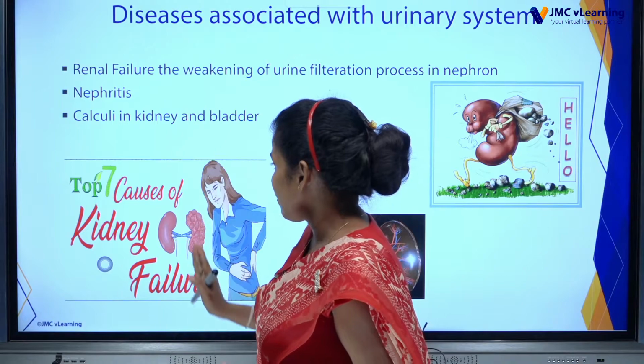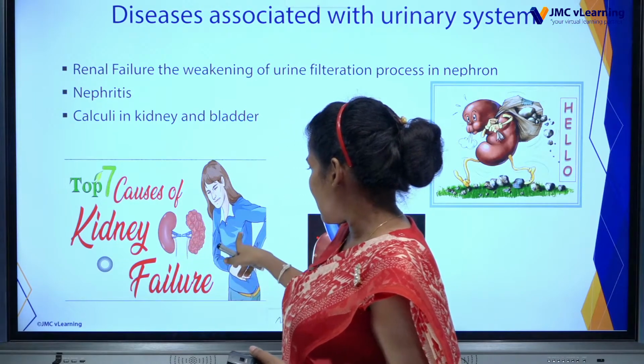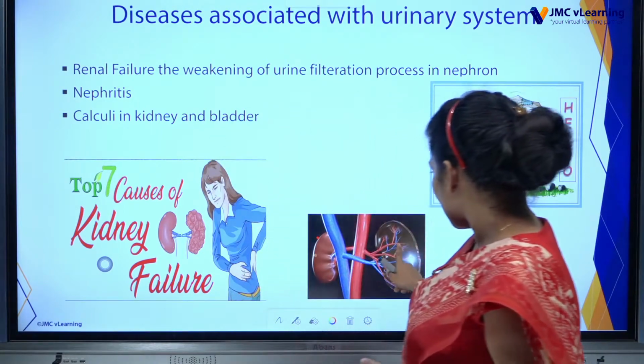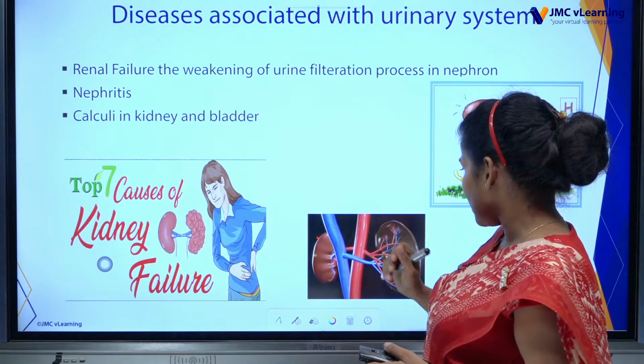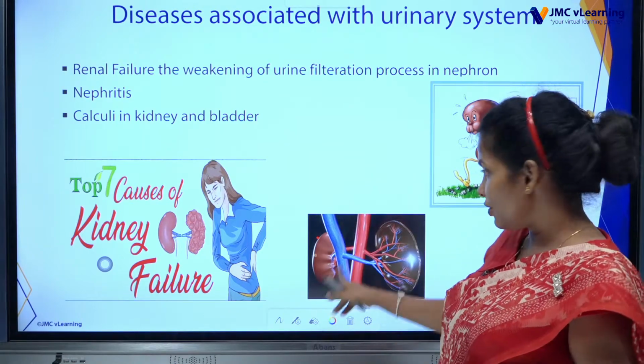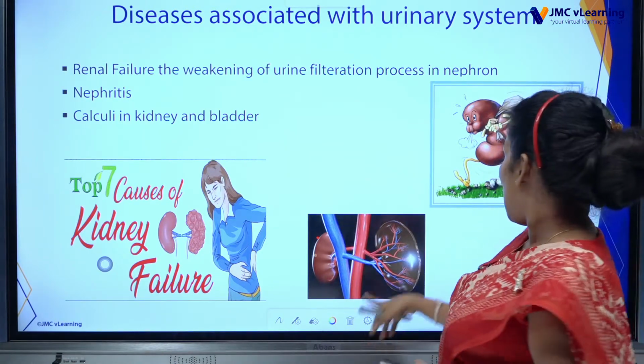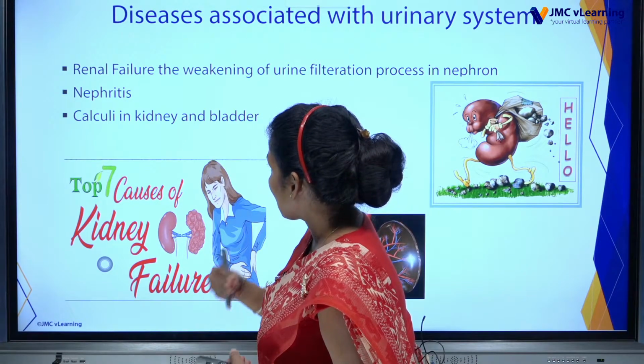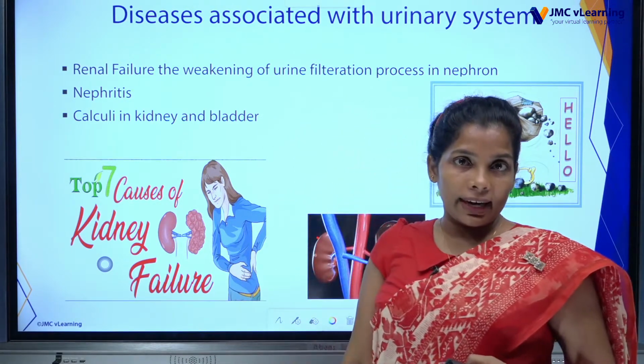What are they? Renal failure, right? You can see this is renal failure. And what happens in nephritis? One kidney is swollen. It's this one. Can you see the difference between them? And this one is what? The famous one, that means calcium stones in the kidney and bladder.